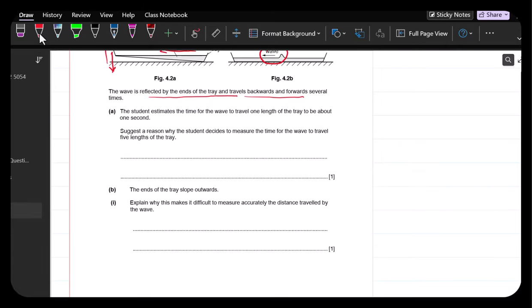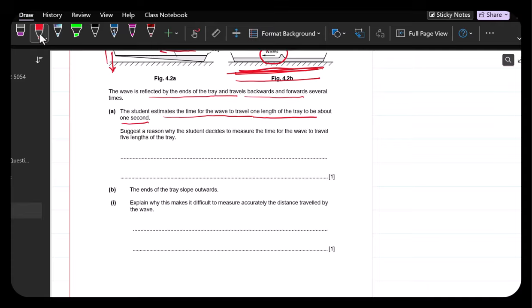The student estimates the time for the wave to travel one length of the tray to be about 1 second. This means from here the wave is going, it takes some time, and it will be coming backwards. This length of the wave is going to be 1 second.